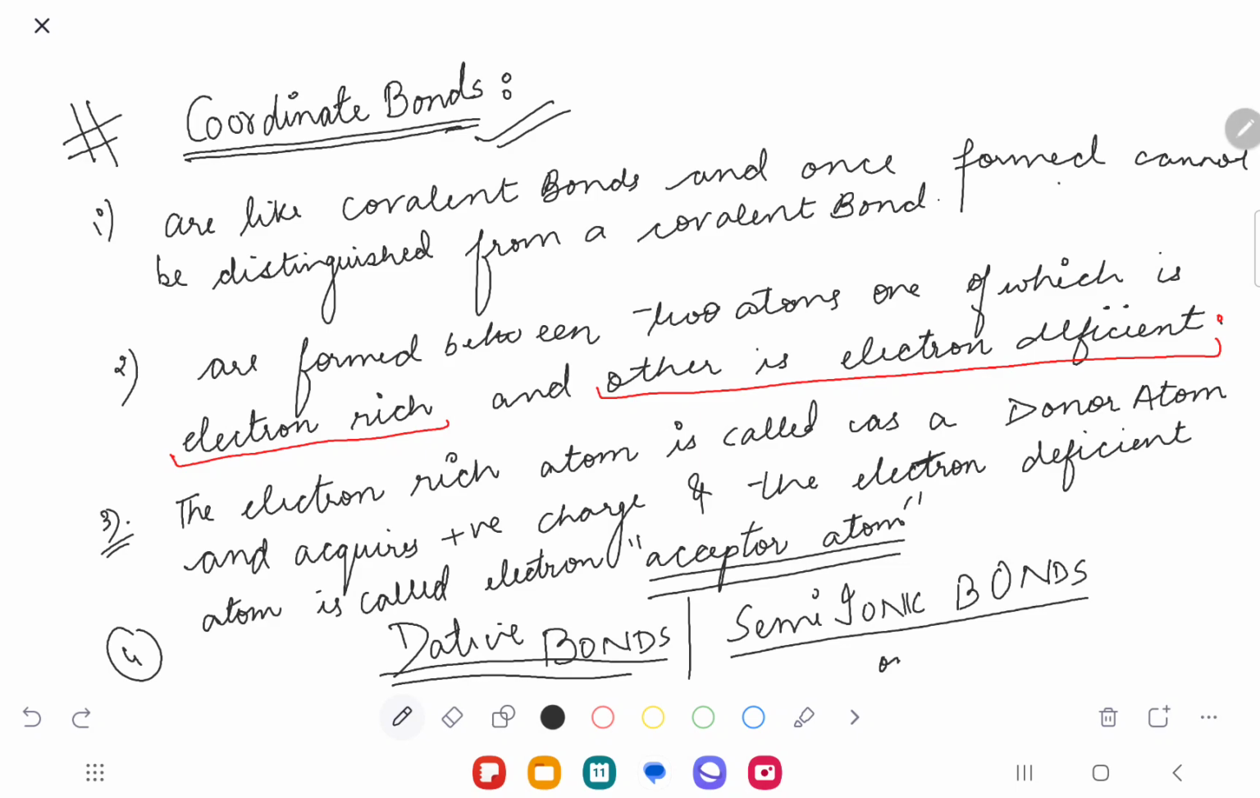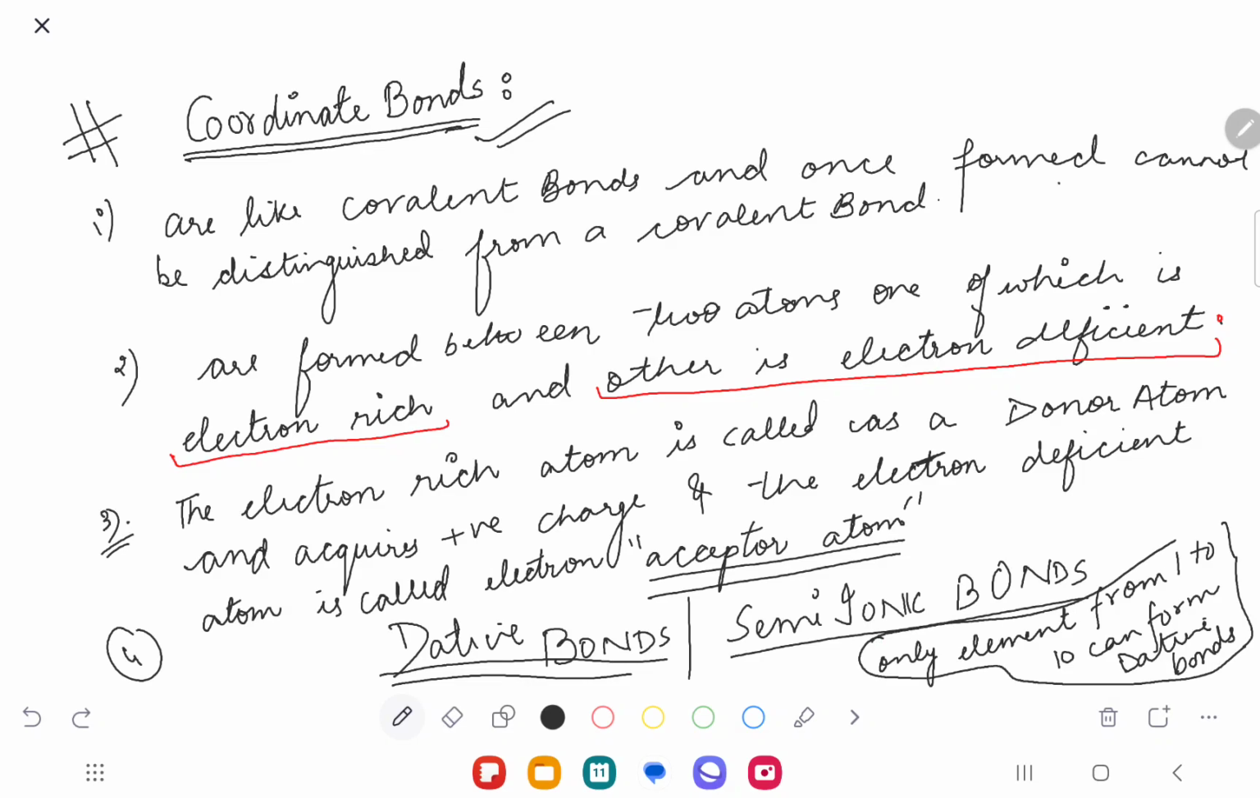And only elements from atomic number 1 to 10 can form dative bonds. So both of them have to be between 1 and 10. Exactly. Even the poor one and the rich one have to both be between 1 and 10.